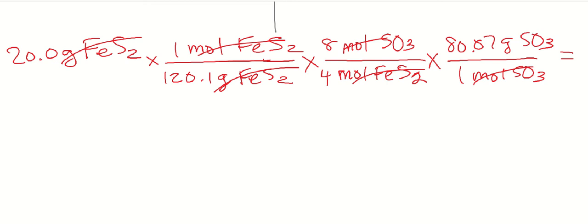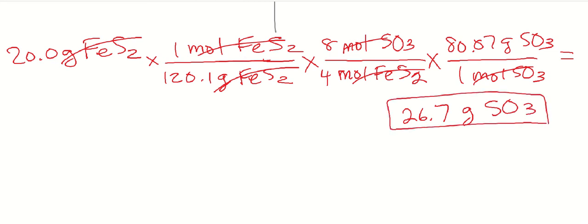20 divided by 120.1 times 8 divided by 4 times 80.07. All right, 26.7 grams of sulfur trioxide remains, or that's how much we can produce if we started with 20 grams of iron disulfide.